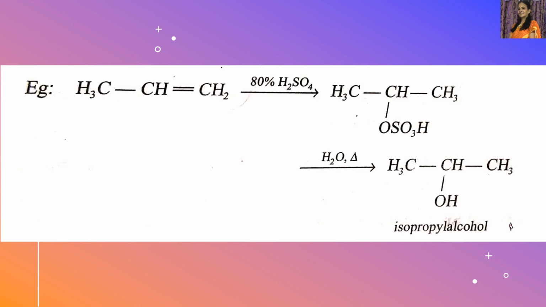So in this way, this propene, when it combines with sulfuric acid, we will get the alkyl hydrogen sulfate, which on hydrolysis produces isopropyl alcohol as a major product.